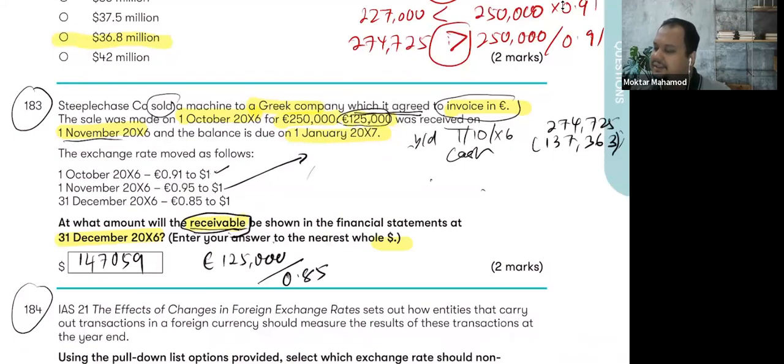So half of the balance has been paid. This is considered cash, but the cash is based on 0.95, while this one is still based on 0.91. You cannot subtract different currency rates. This one becomes 147,059. Then there is the exchange. Here, you will have an exchange gain or loss.